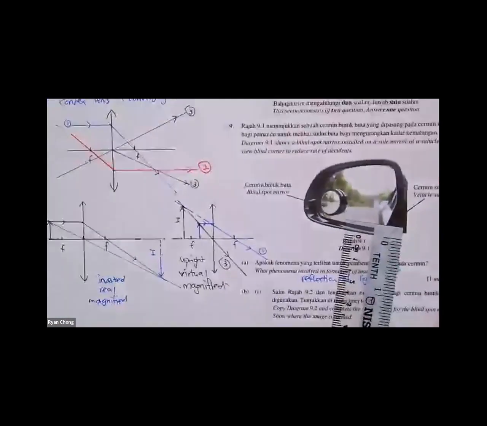So this is the way you draw the lens diagram. Of course for a lens, this is the 3 steps, right? You master the 3 lines, you can draw any lens diagram as you want. So it's quite simple.